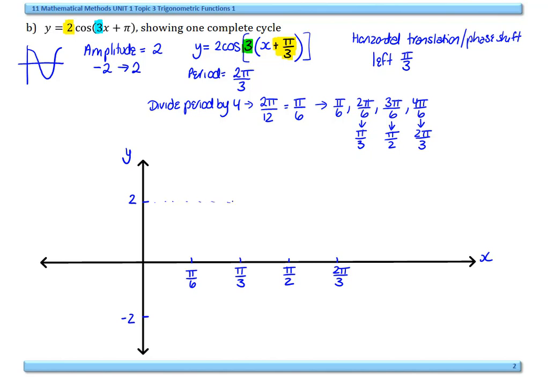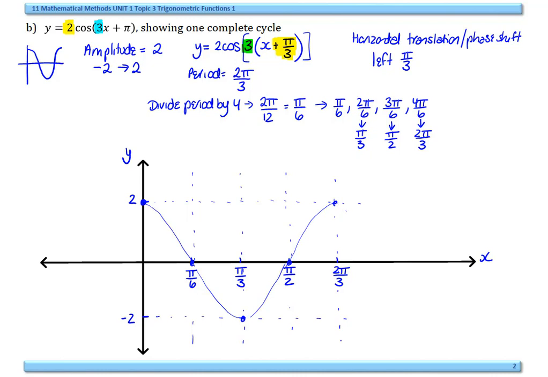And we're just going to start with our standard curve without that phase shift. So everything else up until the phase shift. It's a cos curve, so we start at the top, down, down, up, up. Again, just draw it in lightly. It's not your final curve. It's just getting you there.